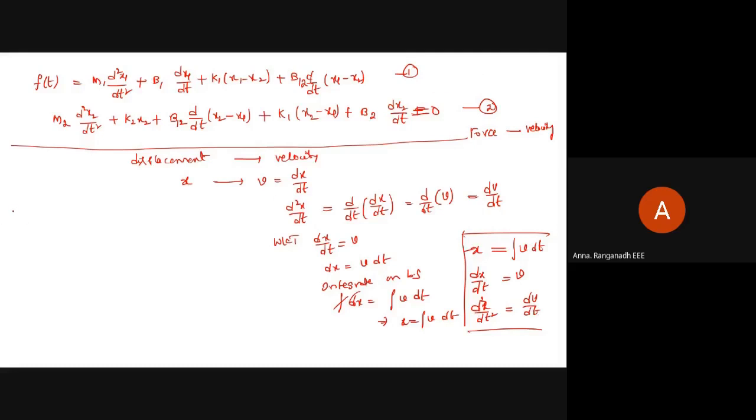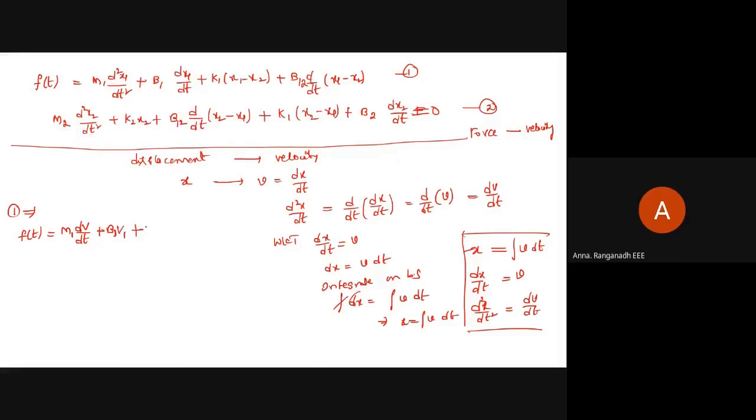Can anyone tell me what equation 1 will become? F of t stays the same. F of t equals m1 into, instead of d square x1 by dt square, what can I write? Here I have d square x by dt square, so that is nothing but dv by dt, right? Next b1 into, what is dx1 by dt? It is v1. Don't write x1, because dx1 by dt is nothing but v1.